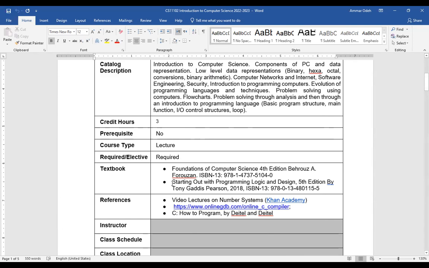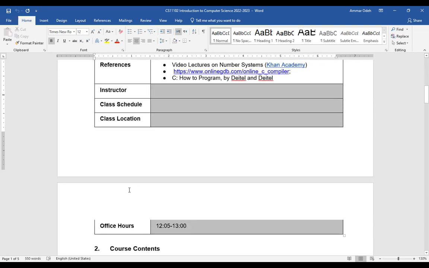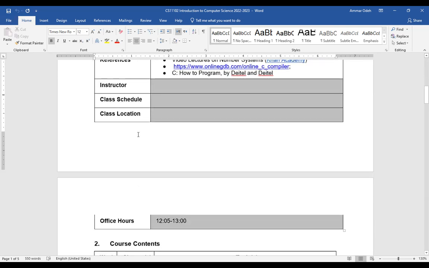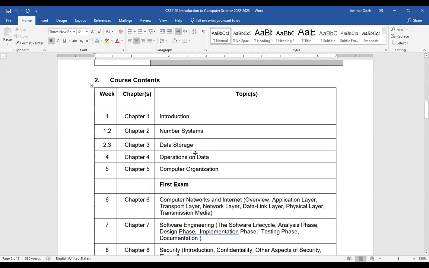And the second book is Starting Out with Programming Logic and Design. So we will cover chapter 1, which is introduction, chapter 2, numbering system, chapter 3, data storage, chapter 4, and chapter 5, computer organization. Then we're going to have the first or midterm exam based on the rules.